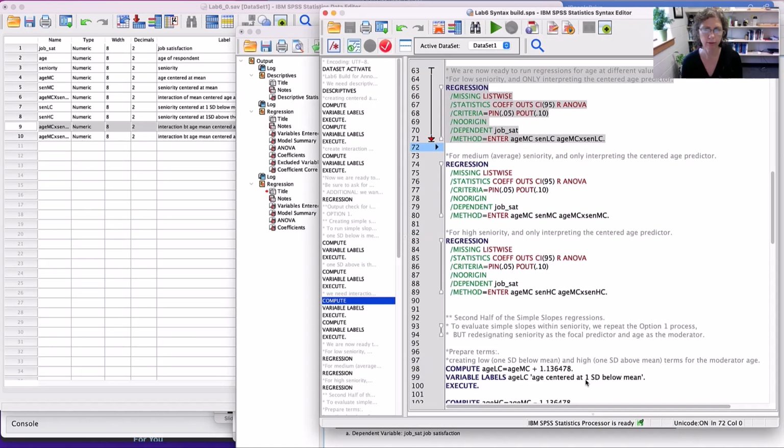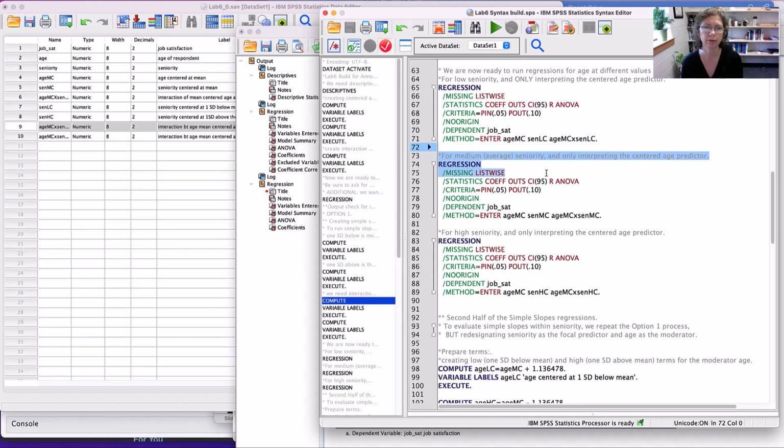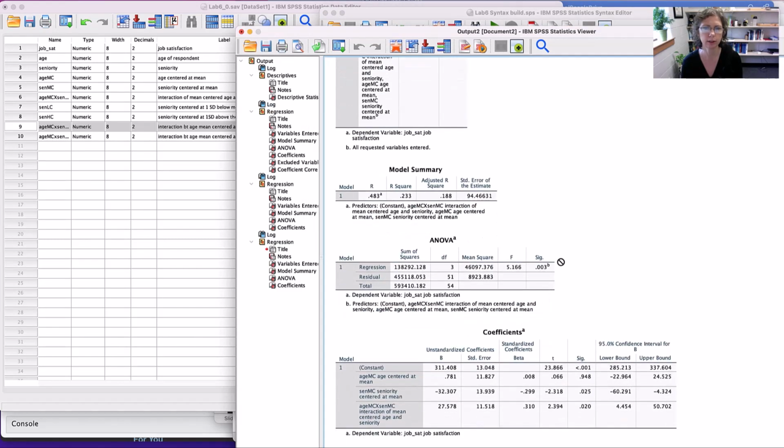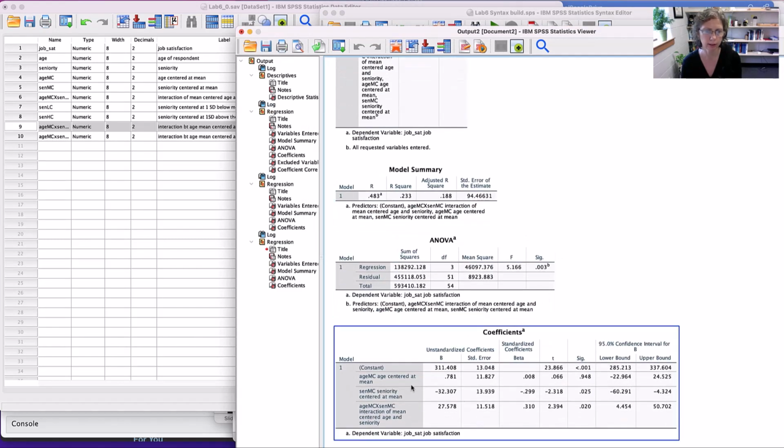So now we have 2 more to run. We want to know, under the condition of average seniority, what is the relationship between age and job sat? And again, we're just skipping over the main model and we're coming right here to our focal predictor. At average age, when seniority was average, is not significant. We need our B value, our unstandardized regression coefficient. We need our t-test, and we need our significance value.